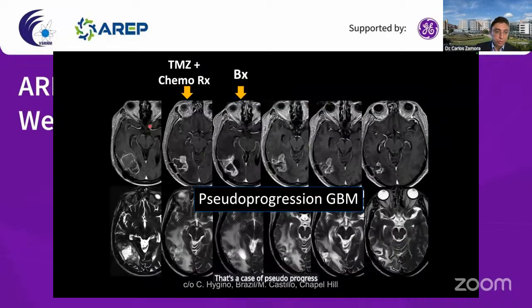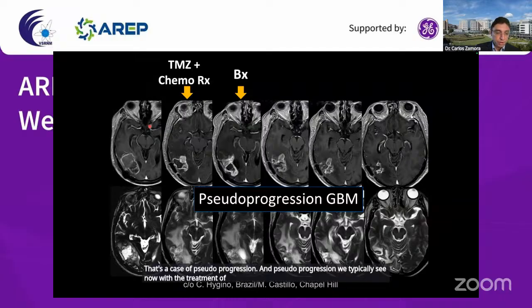And pseudoprogression we typically see now with the treatment of glioblastomas with the regular protocol when patients receive the temozolomide and chemoradiation. During the first 3 months after chemoradiation, they are at an increased risk of developing pseudoprogression.